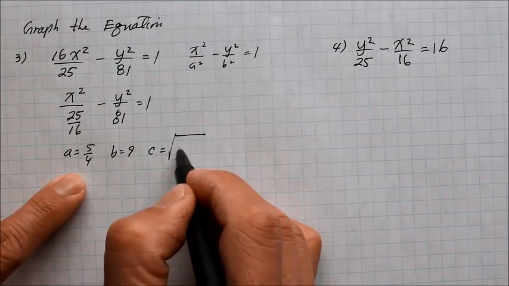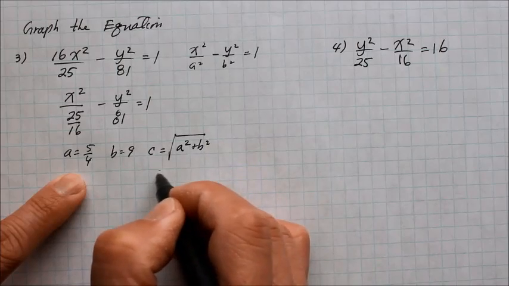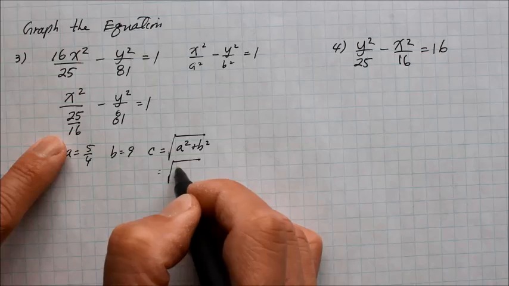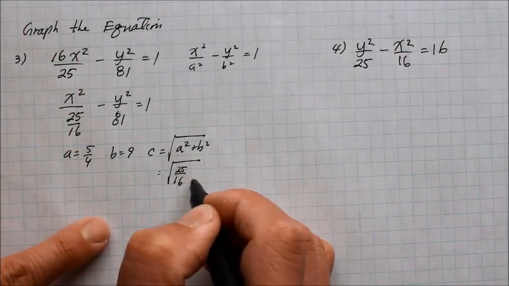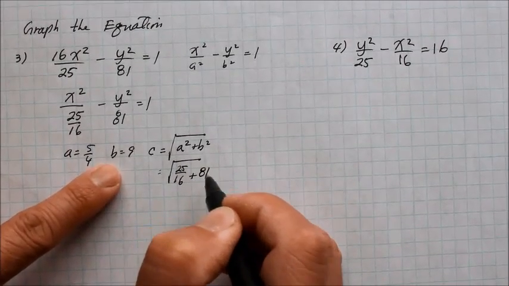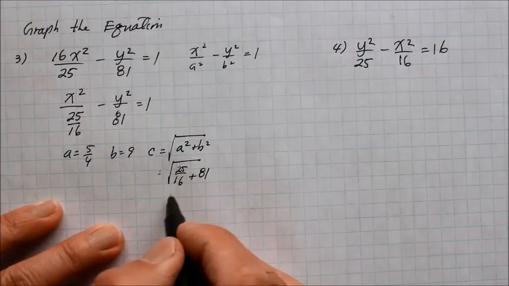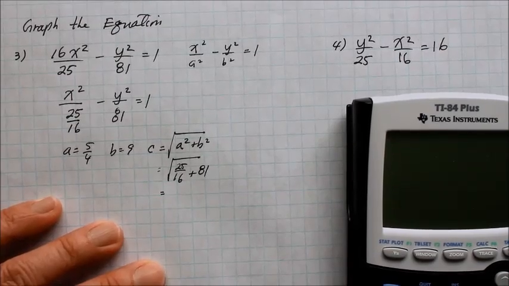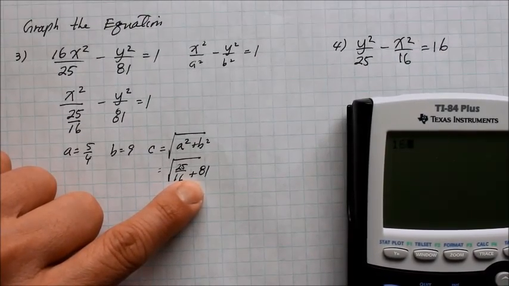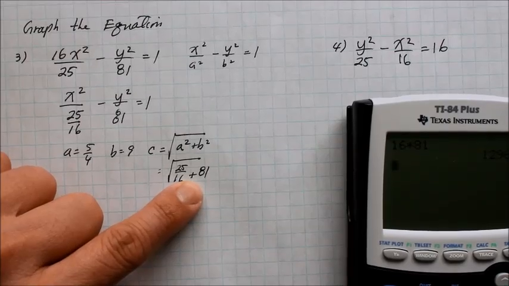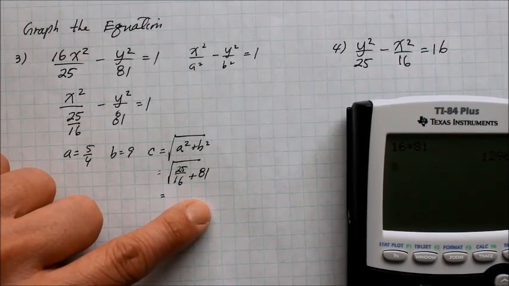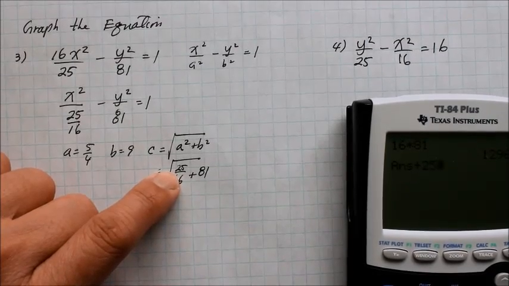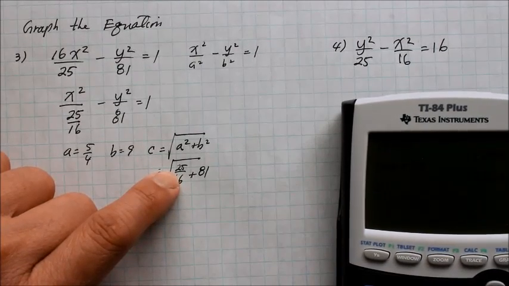But it is the square root of a squared plus b squared. And so a squared is 25 over 16, initially given over here, plus b squared is 81. And how do you combine the two numbers over here? Well, back in 4th grade, the way we were taught was 16 times 81, because the common denominator is 16. And that's going to be 1296. And 1296 plus 25 is going to be 1321.